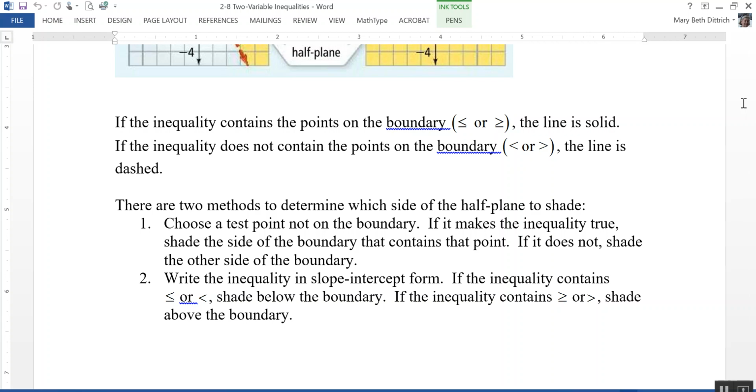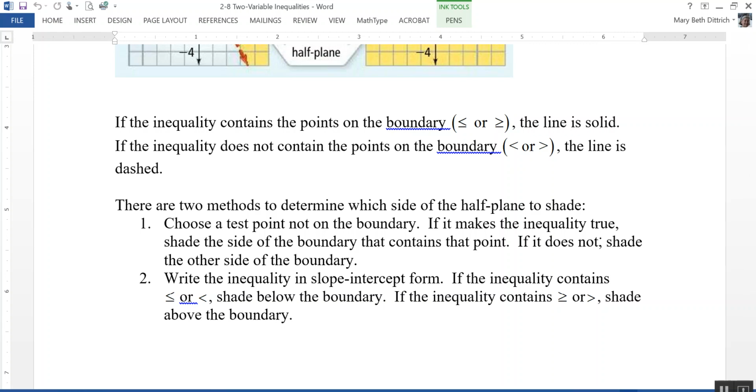The first method is to choose a test point that's not on the boundary. And if the boundary line doesn't go through the origin, then use (0, 0). If it makes the inequality true, then you shade the side of the boundary that contains that point. If it does not make the inequality true, then you shade the other side of the boundary.